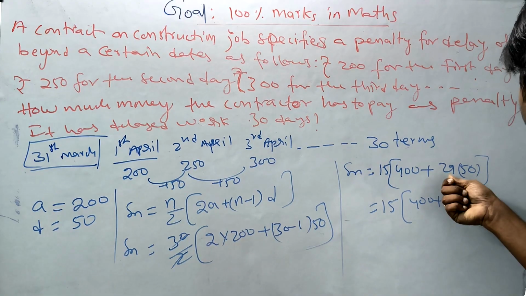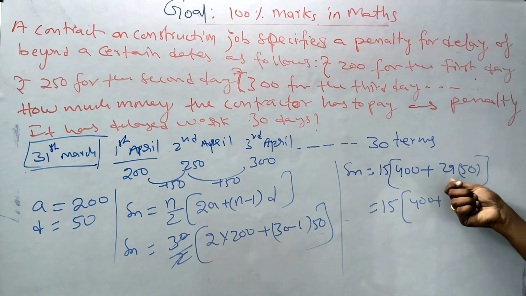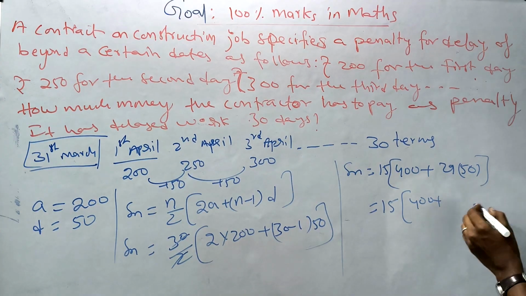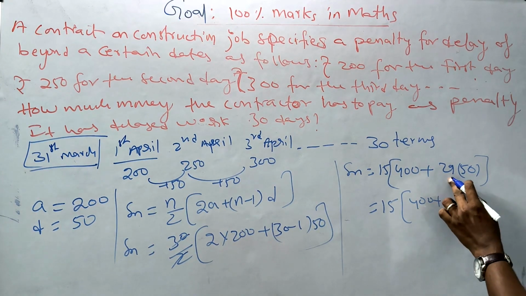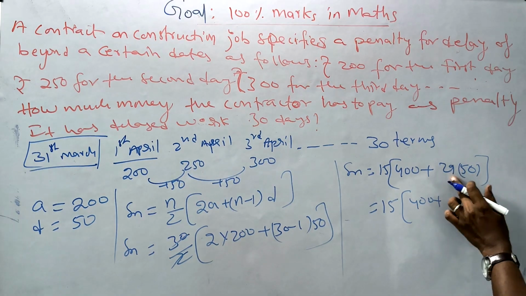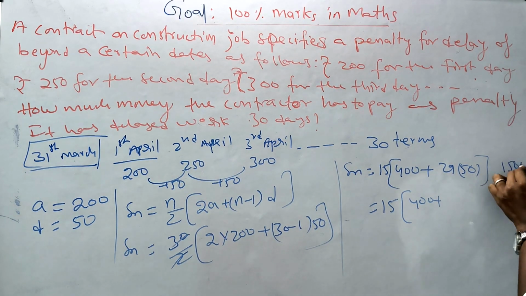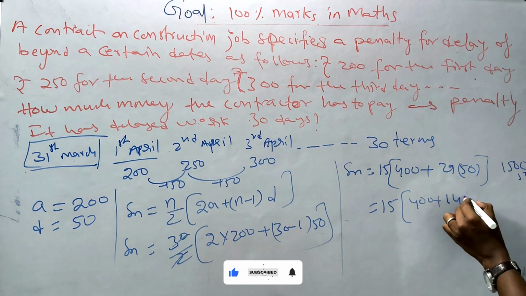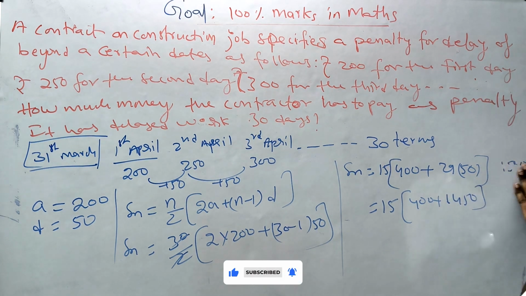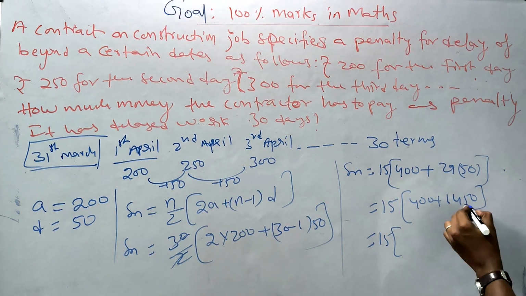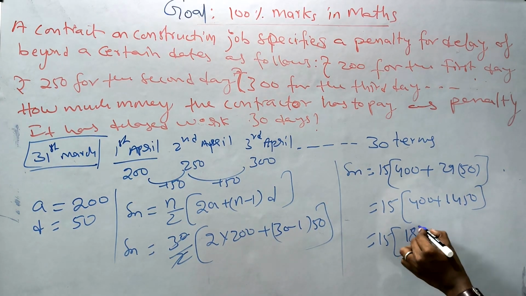Now see, 15 into 400 plus 29 into 50. 10 fifties is 500, so 30 fifties is 1500. But we only require 29 times, so subtract 1 time, nothing but 1450. Correct? Now 400 plus 1450, total 1850.